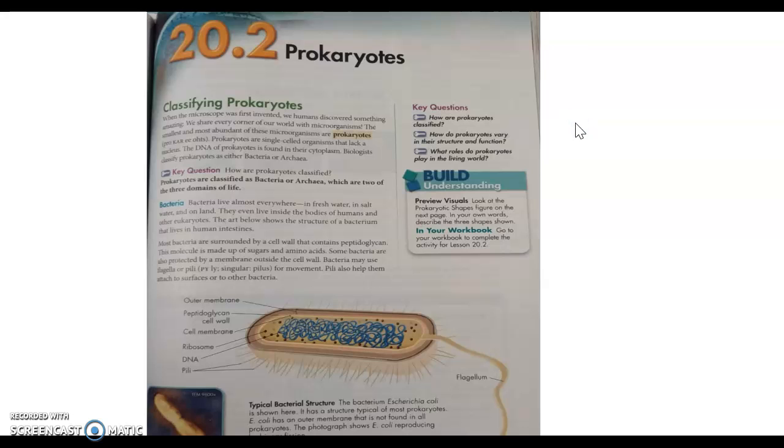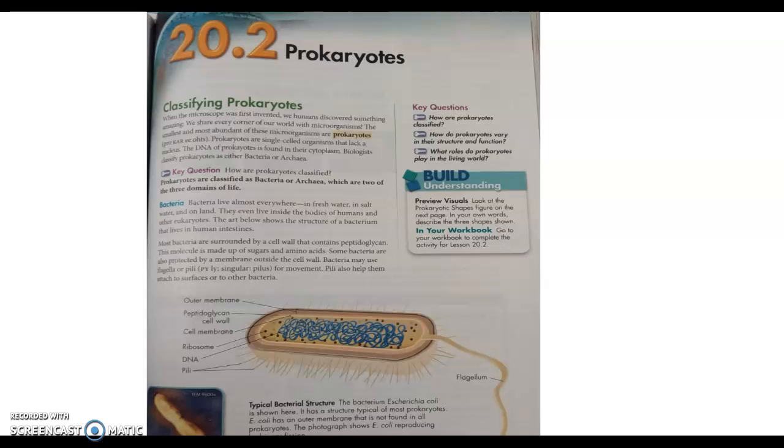Prokaryotes, those are simple bacteria cells. So classifying prokaryotes, when the microscope was first invented, we humans discovered something amazing. We share every corner of our world with microorganisms. The smallest and most abundant of these microorganisms is prokaryotes. Prokaryotes are single-celled organisms that lack a nucleus. The DNA of prokaryotes is found in their cytoplasm. Biologists classify prokaryotes as either bacteria or archaea.